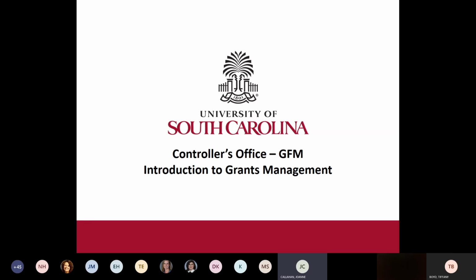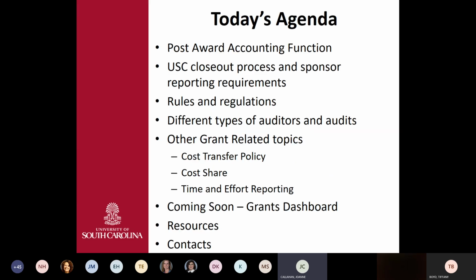So welcome today. For our agenda today, we're going to talk about post-award accounting function, USC closeout process and sponsor reporting requirements, rules and regulations, different types of auditors and audits that they do. And then we have some other grant-related topics such as cost transfer policy. That's a new policy that has now been in place for a little while. Cost share, time and effort reporting. And then we have some information about a new grants dashboard that will be coming soon.